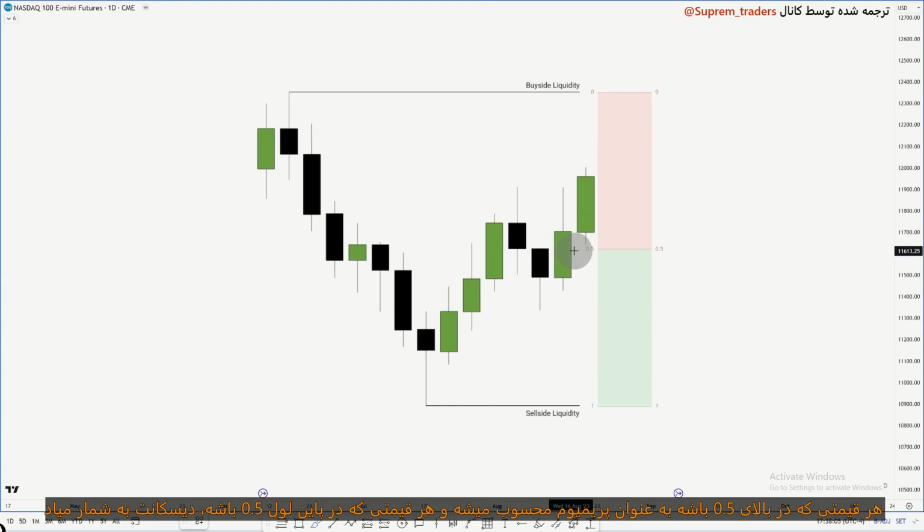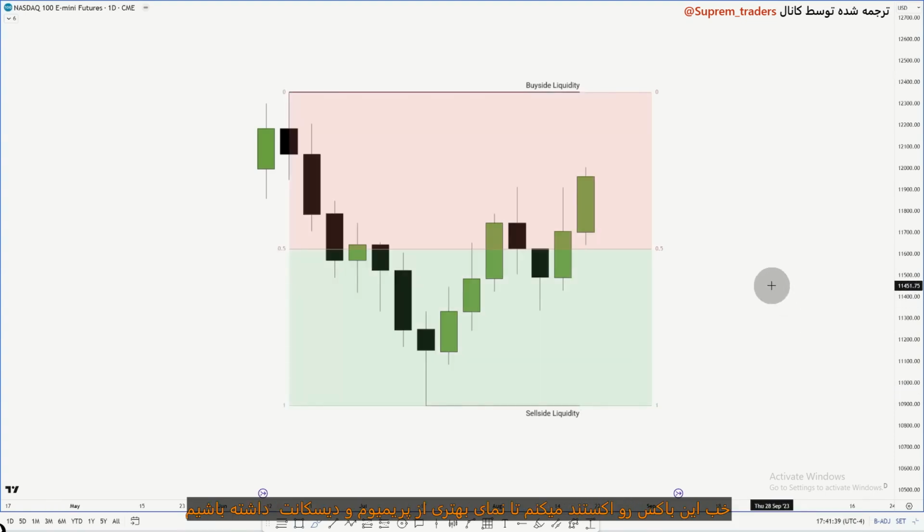Anything above the 0.5 fib is considered at a premium, and anything below the 0.5 fib is considered at a discount. So extending this box over to the left, we can get a better visualization of where our premium and discount of the range lies.